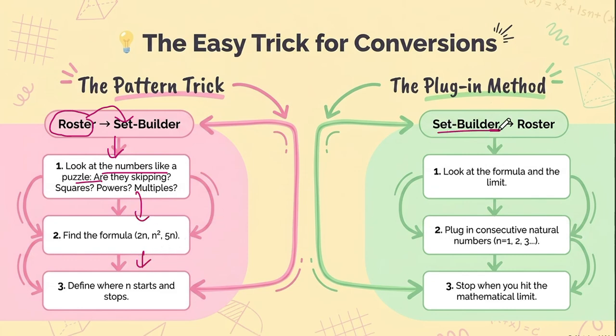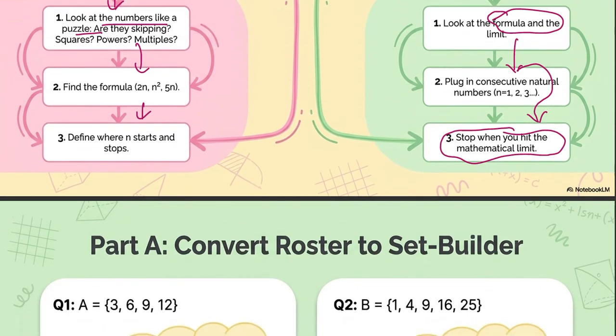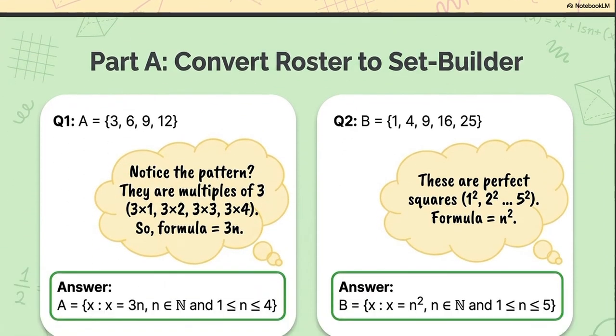And the other way is set builder to roster. Set builder means one condition or one rule will be given. So you have to look at that rule and apply it to see how the elements will look, so that you can write all the elements. That is called the roster form. So let's solve the questions one by one.